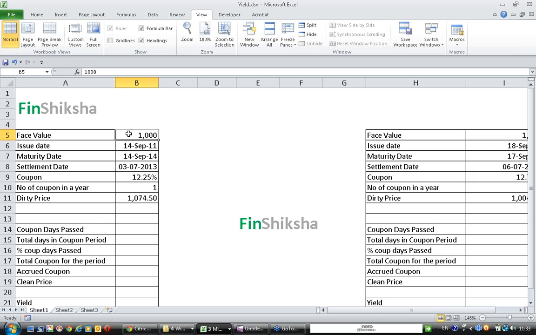Your bond has a face value of 1000, issue date is 14 September 2011, maturity date is 14 September 2014, and the settlement date, that is the date on which the bond is bought, is 3rd July 2013. The bond has a coupon of 12.25%. It's an annual coupon paying bond, so the number of coupons in a year is 1, and the quoted market price is 1074.5.